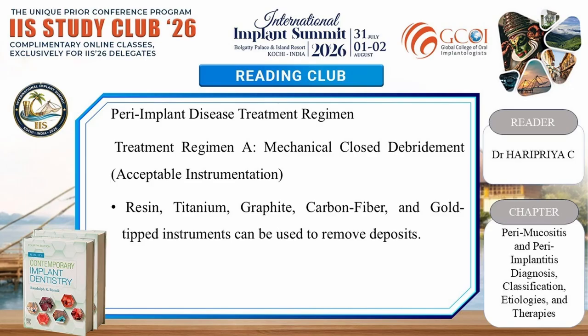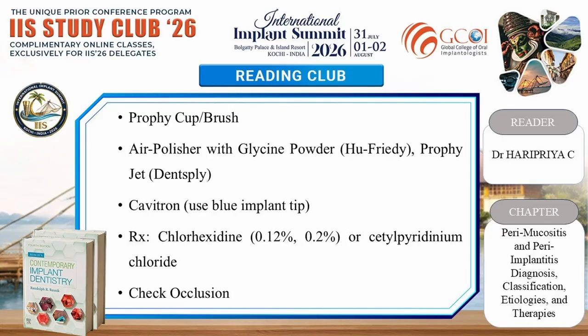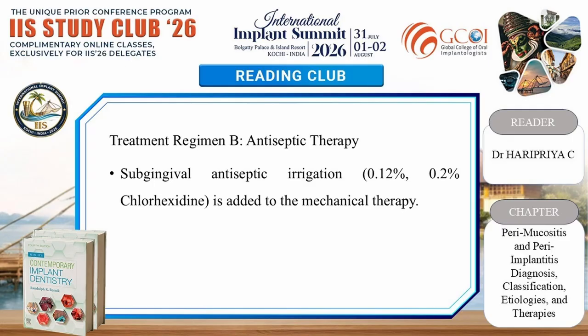Peri-implant disease treatment regimen. Treatment regimen A: mechanical closed debridement with acceptable instrumentation. Resin, titanium, graphite, carbon fiber and gold-tipped instruments can be used to remove deposits. Prophy cup or brush, air polisher with glycine powder, Profijet, Cavitron. And chlorhexidine 0.12% or 0.2% or cetylpyridinium chloride. Check for occlusion.